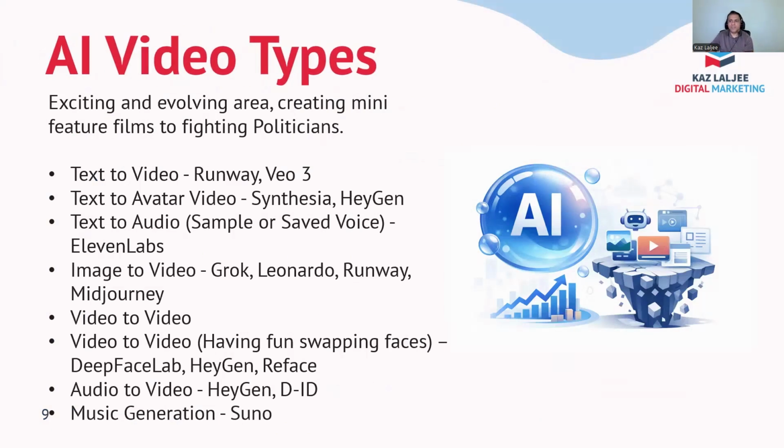So AI video types. I'll just start to give you a bit of a hand in terms of different software that I know about. Once again, you can create mini feature films to fighting politicians. Text to video, an example: if you just type in text and you want to create a video, Runway and VO3 provide that service. Text to avatar is where you put in the text and you want an AI model to talk about what you've typed in. You can use Synthesia and HeyGen, both market leaders in that, I would say.